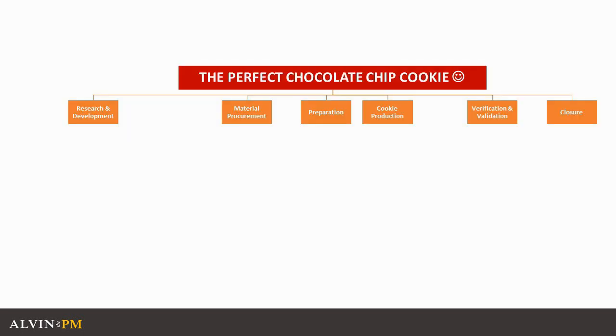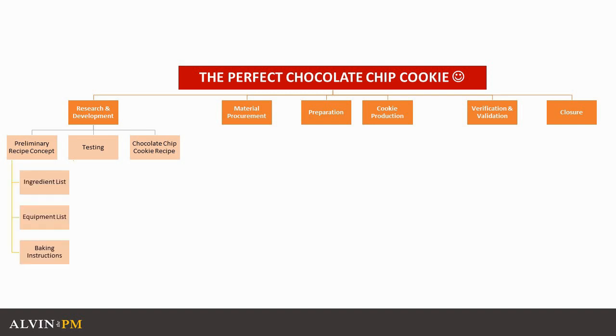So in today's example, let's focus on the first category for the research and development for our recipe. Ask yourself, what work do we need to perform in order to research and develop the perfect chocolate chip cookie? Well, it would consist of your recipe concept, testing out your idea, and obtaining a final chocolate chip cookie recipe. If we were to break these down even further, we would obtain our list of ingredients, list of equipment, and of course our baking instructions. As for testing, we would have a report of our experimentation as well as our taste testing results.